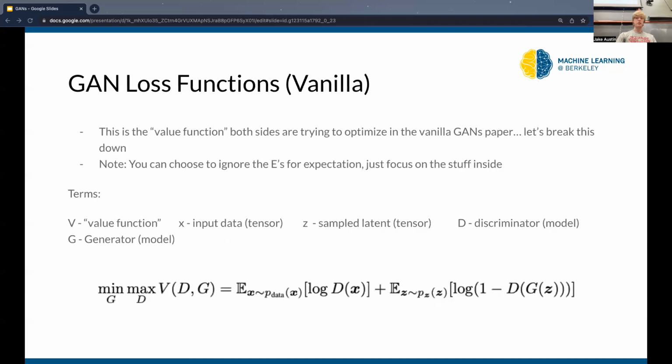So yeah, loss functions. This looks really scary, so we're going to break it down here. Ignore the idea of expectation, the big E. Let's just go over some basic terms. V is our value function, which corresponds to how much value, I think, the discriminator is getting out of this game. X is your input data, just a tensor. Z is just a random vector of noise that our generator is going to use as some kind of source of randomness, so it's not just generating the same thing every time. D is our discriminator. G is our generator.